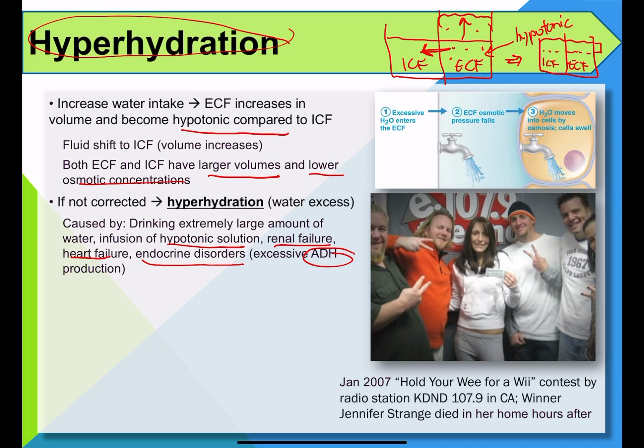Of course, a lot of people can't hold their wee, but what if one person can? Well, the winner, Jennifer Strange, probably had more ability to hold it than other individuals. She was only 28 years old. She ended up drinking about 2 gallons of water without going to pee. So you're having 2 gallons of extra fluid floating around in your ECF and hence going into your ICF. You can imagine what kind of crazy things are going to happen to your cells. She won the contest, but was found dead in her home hours after due to hyperhydration.